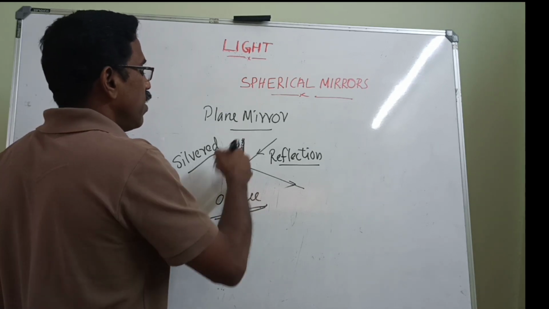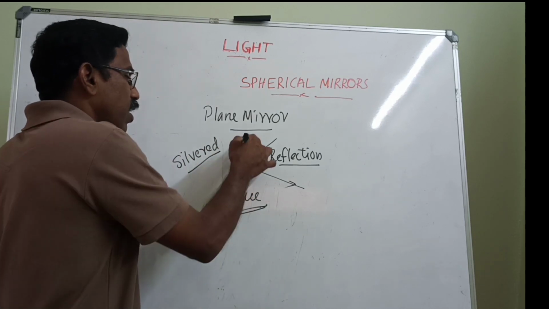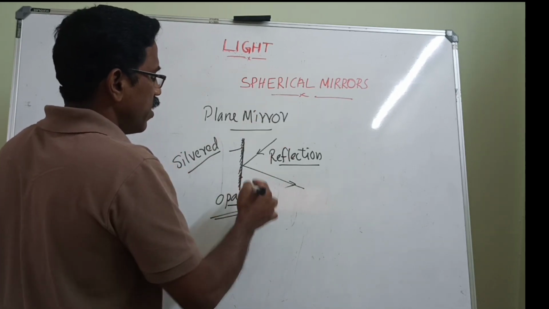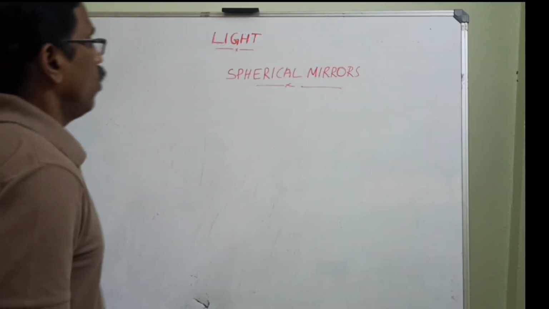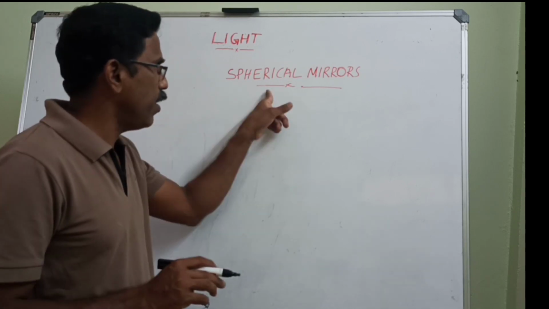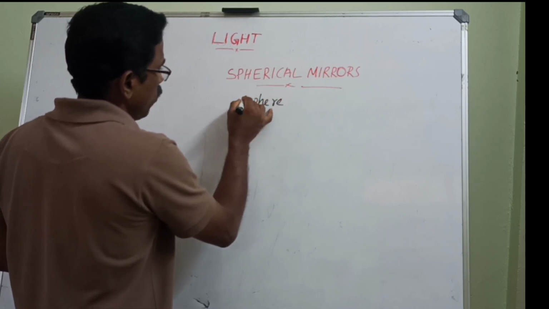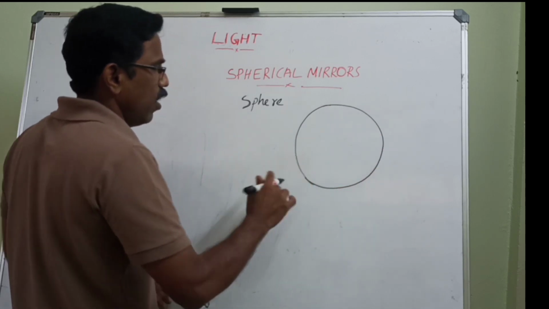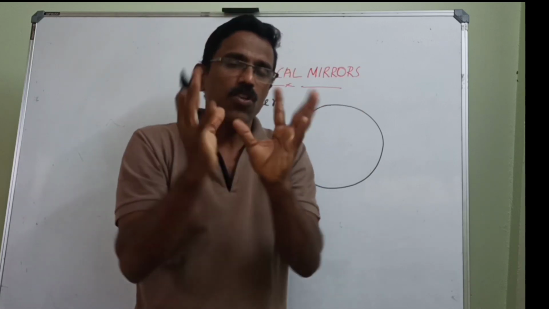So let us discuss what a spherical mirror is. In the case of a spherical mirror, the reflecting surface is not plane, it is curved. We have seen the plane mirror. Now let us see what a spherical mirror is. What is the meaning of spherical mirror? You know a sphere. A sphere means a structure like this, like the globular earth, which is spherical in shape.